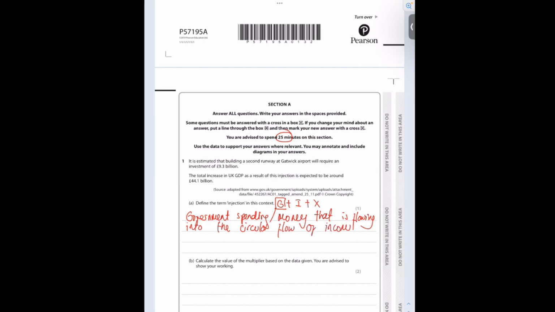So the government takes out tax, but they also spend: transfer payments, current spending, public capital expenditure. It's just government spending in this case. Or you might say investment, but I wouldn't say that's correct because investment is typically from firms.